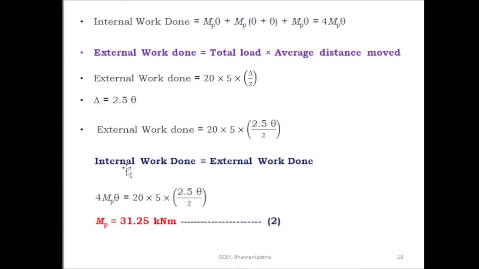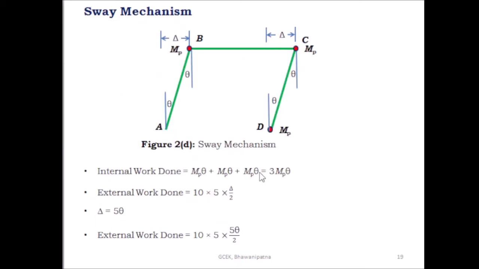Then equate the internal work done with the external work done. So the internal work done is equal to 4 MP theta and the external work done is equal to 20 into 5 into 2.5 theta by 2. Then from this relation find out the plastic moment. MP is equal to 31.25 kilonewton meter. So this is all about the beam mechanism in FB and in BC.